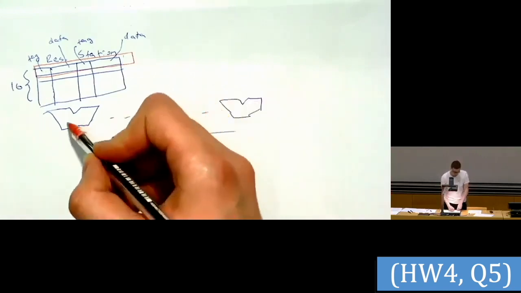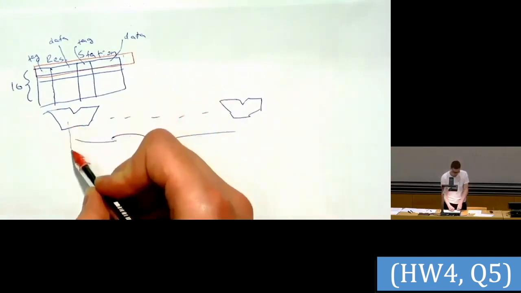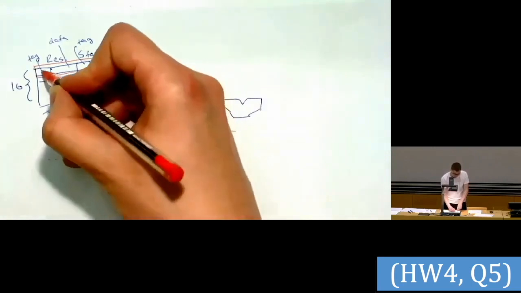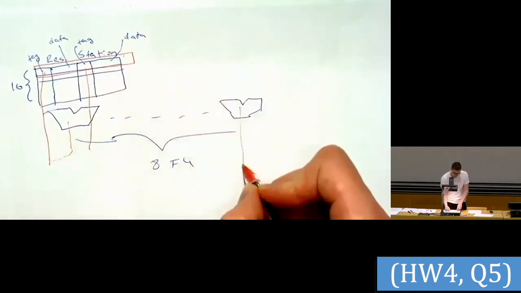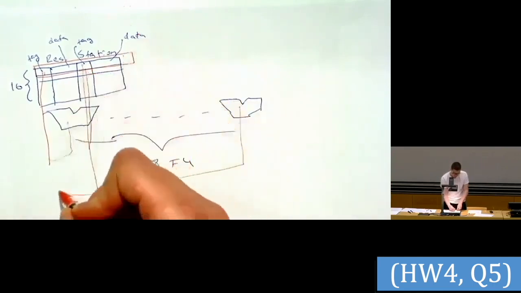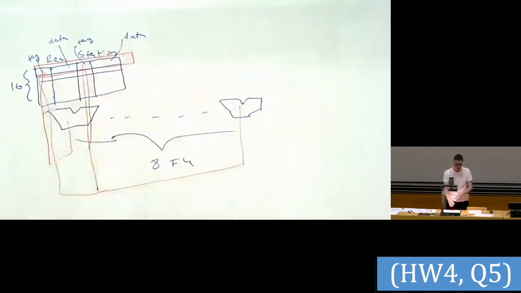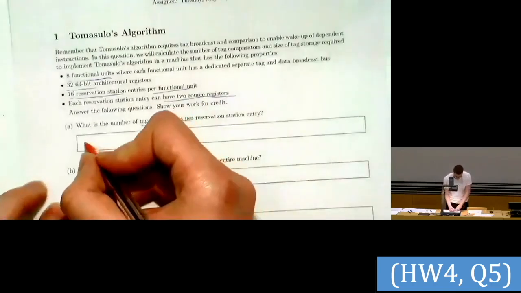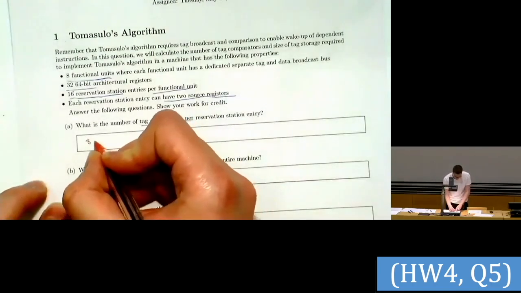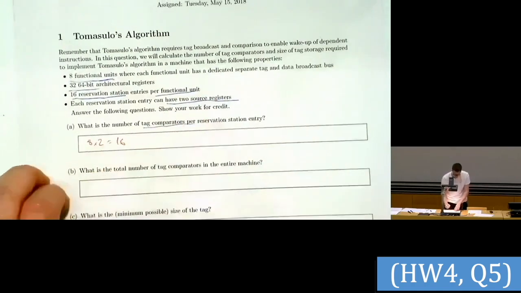So the result coming out of this functional unit will be compared against this tag and this tag. Same for this functional unit, it will need to be compared against those 2 tags, and the same is true for all functional units. Basically, we will need 2 comparators per functional unit. Then the answer is 8 by 2, which is 16 tag comparators per reservation station entry. Okay, is it clear?